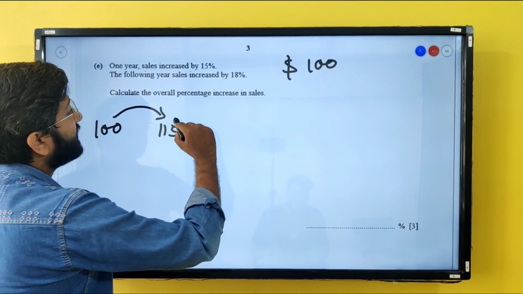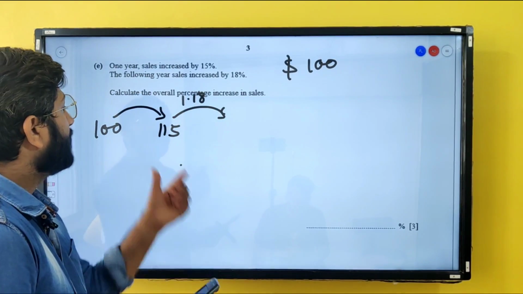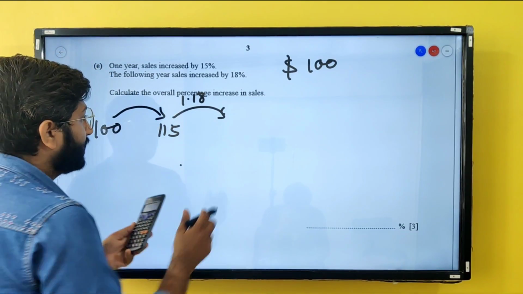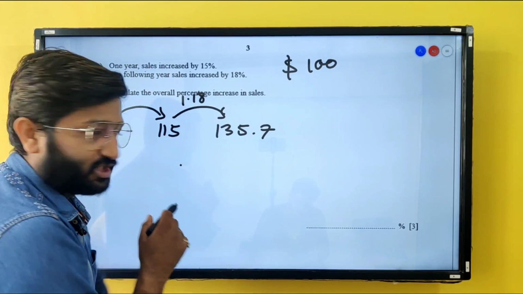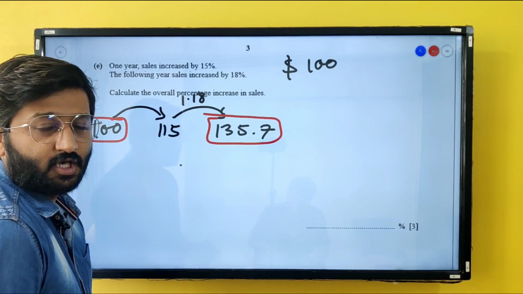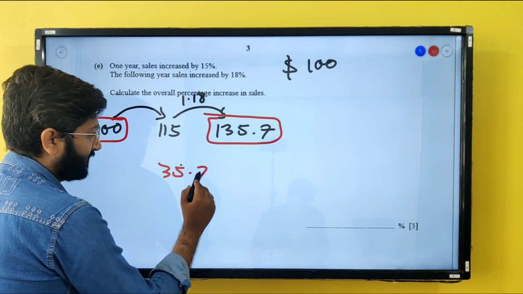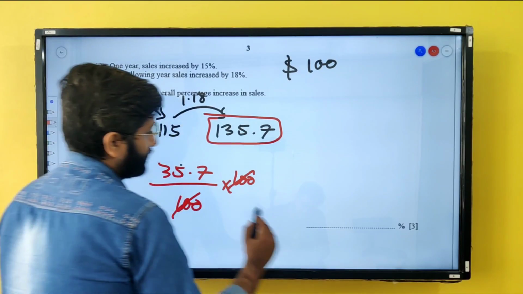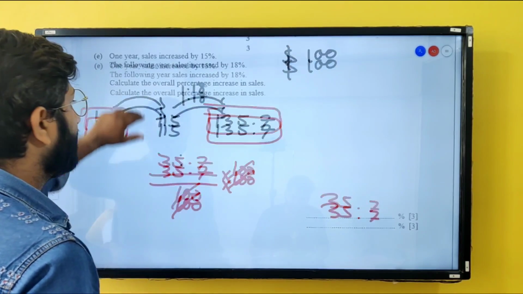Now there is a further increase of 18%, right? So we are going to increase 18%, which is, let us multiply 115 by 1.18. So we get 135.7. So the overall percentage change. Initially our value was 100. Now it is 135.7. So the overall percentage change is change in value, which is 35.7 upon original value into 100. So the final answer is 35.7%. Next.